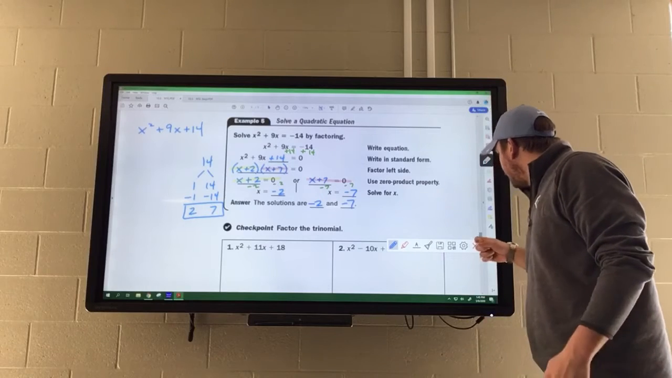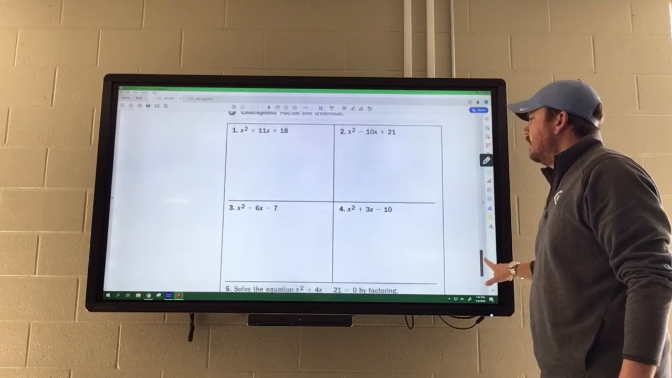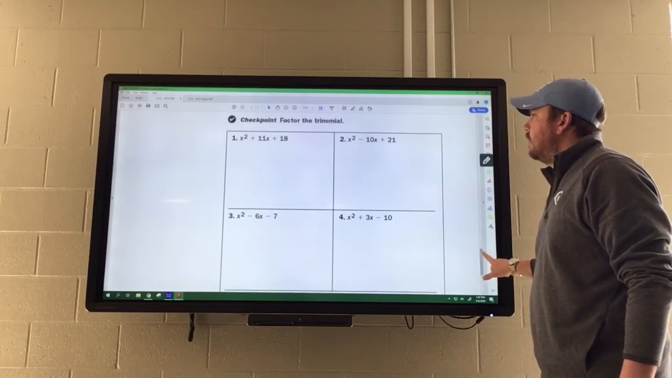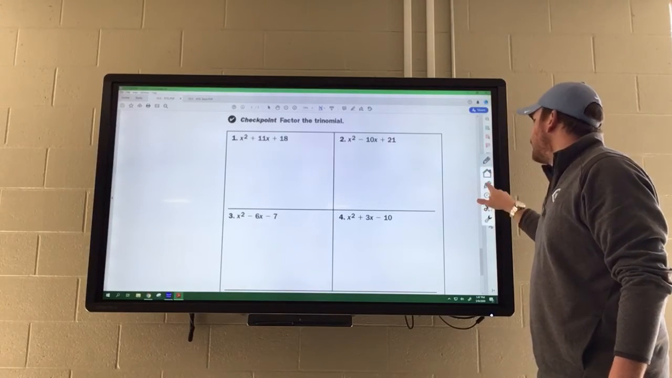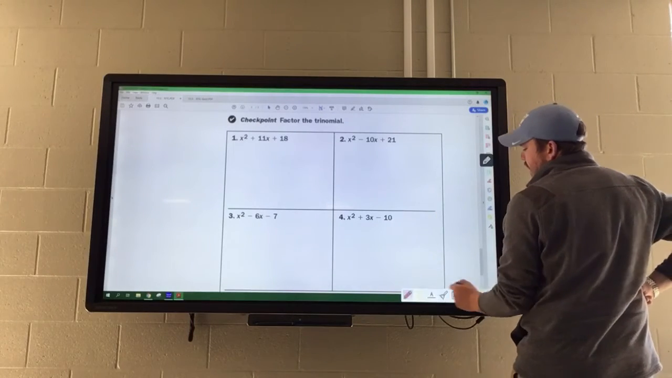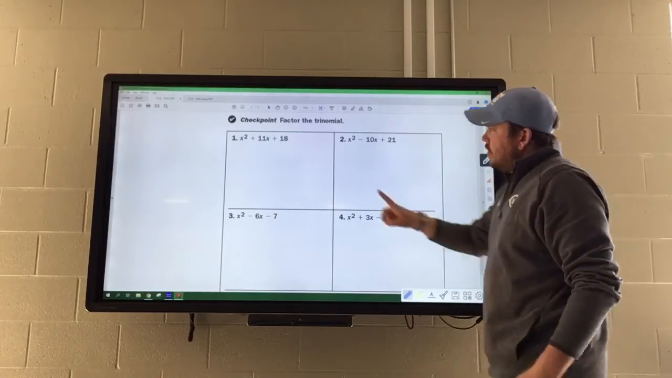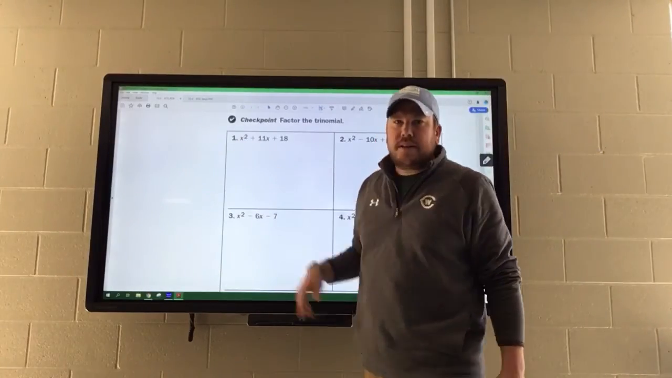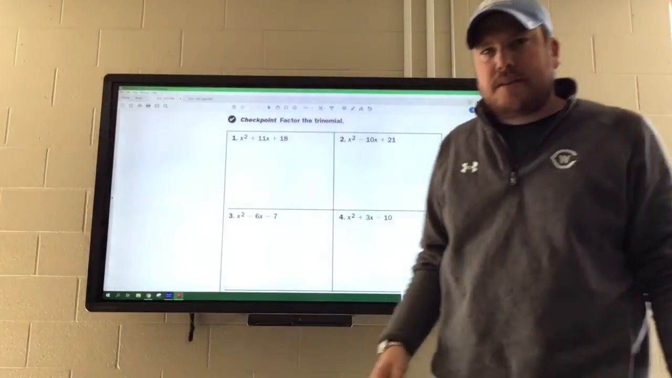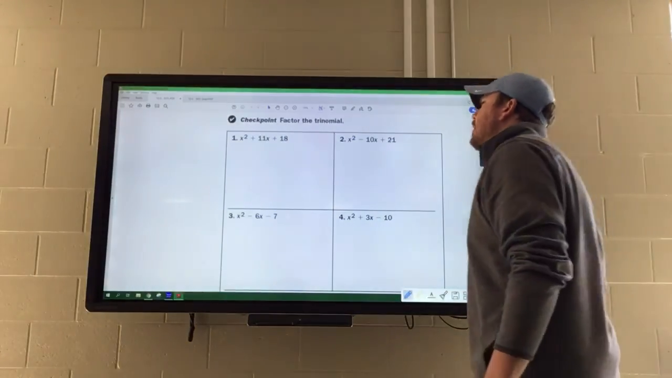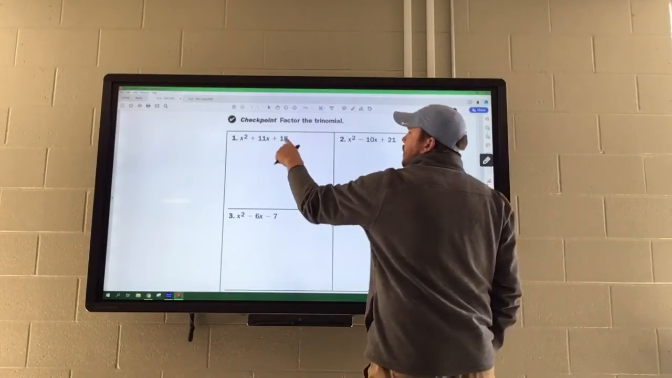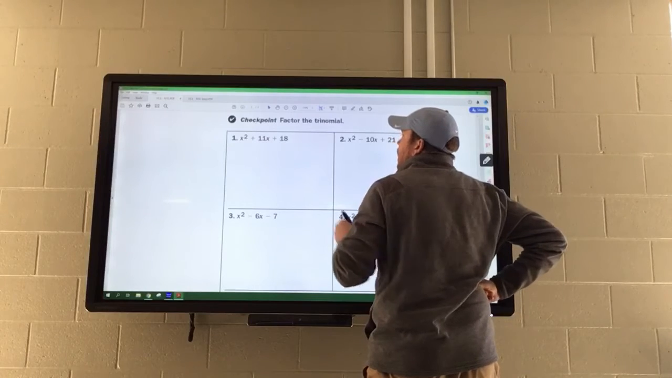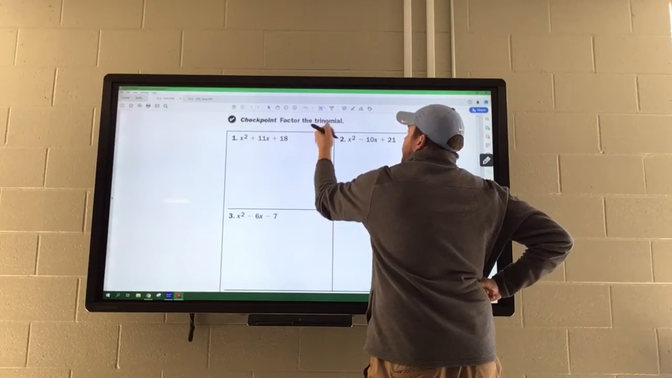Let's look at the checkpoint problems. Start out with the first 4. So we're looking to factor each trinomial here. Now, you should notice that the number in front of my x squared is 1, or there isn't a number, right? When there's just a 1, we just don't write it. So all we need to do here is find factors of 18 that add to 11. So let's list out factors of 18.